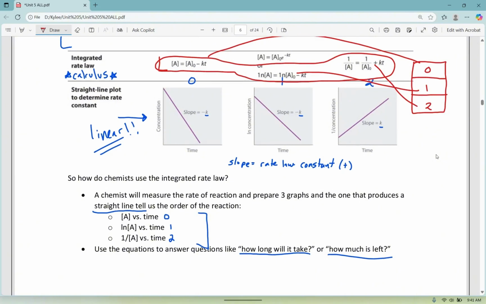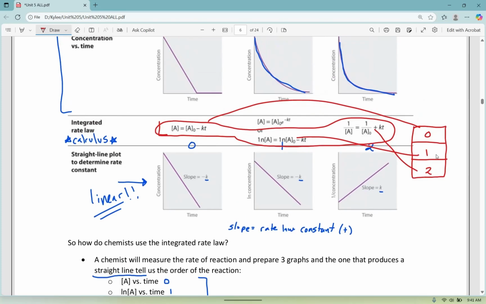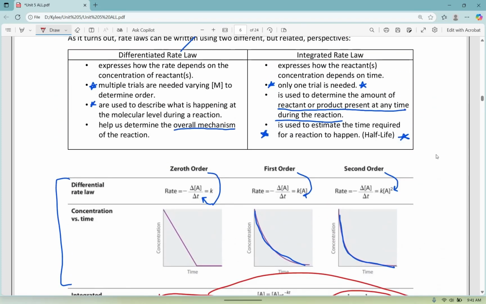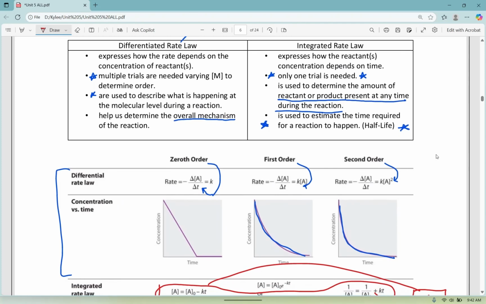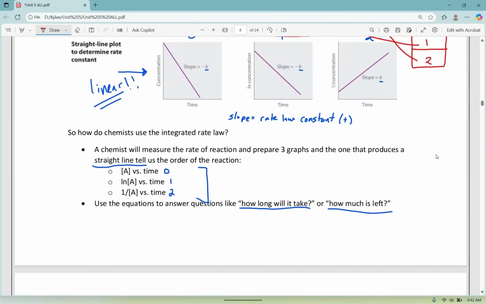So, take-home points before we look at some example questions. The differentiated rate law has advantages. We can see what's going on at a molecular level, but it requires multiple trials. The integrated rate law, we do one trial at one concentration, and it allows us to answer questions like how long will it take or how much is left.